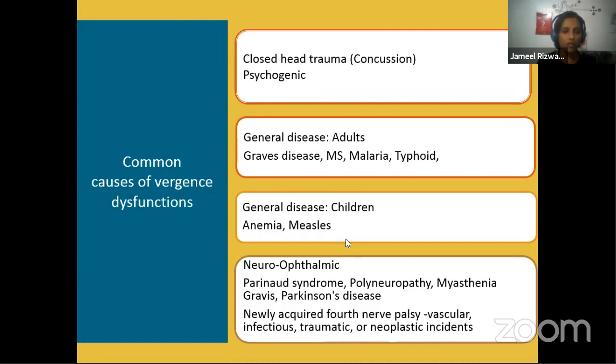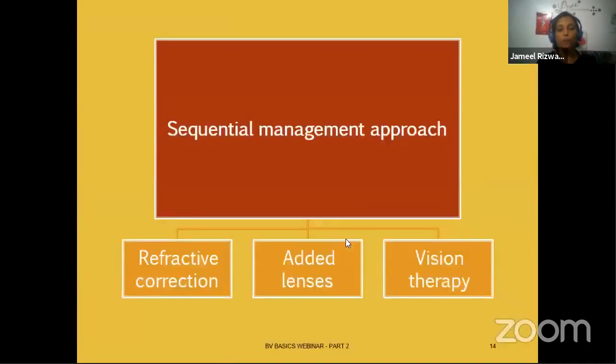So that's the message that I want to drive through this whole list of causes of accommodation and Vergence dysfunctions. If you have made sure of these, then 80% of the time you usually won't have anything major underlying a non-strabismic binocular vision problem. But it's always important to ensure that you are not missing anything from the ethical standpoint. And so this is the sequential management approach.